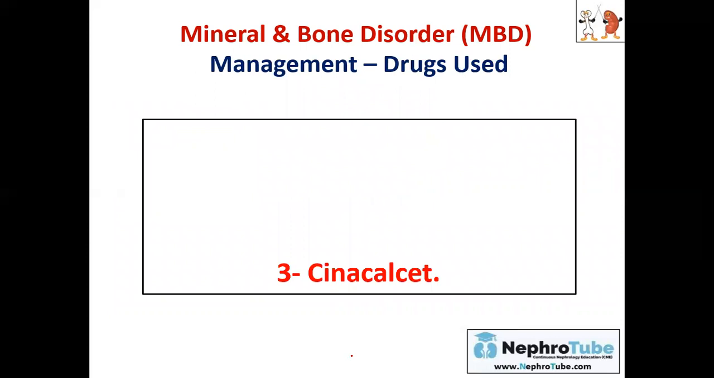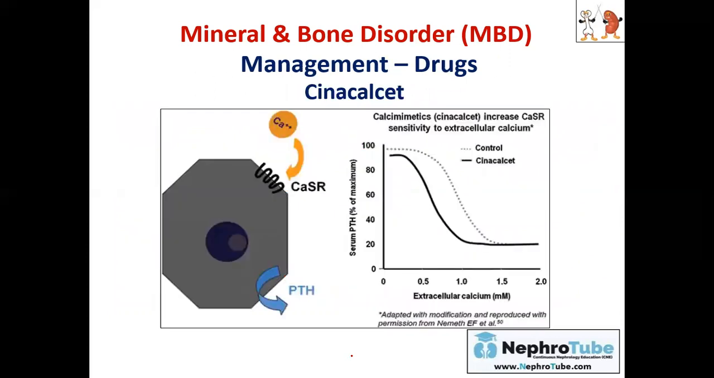What about cinacalcet? Cinacalcet is a drug that is used mainly in patients with tertiary hyperparathyroidism, in patients with very high PTH level, high calcium and high phosphate level. Cinacalcet acts on the parathyroid gland cells. This is a parathyroid gland cell.